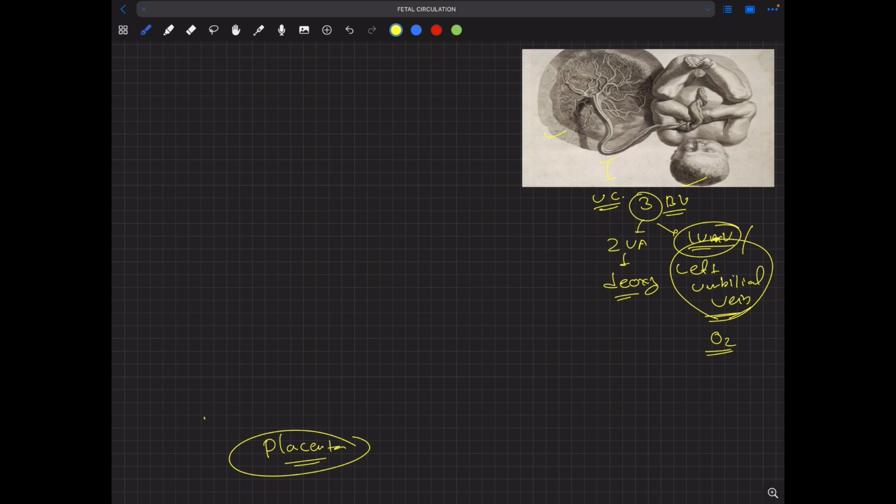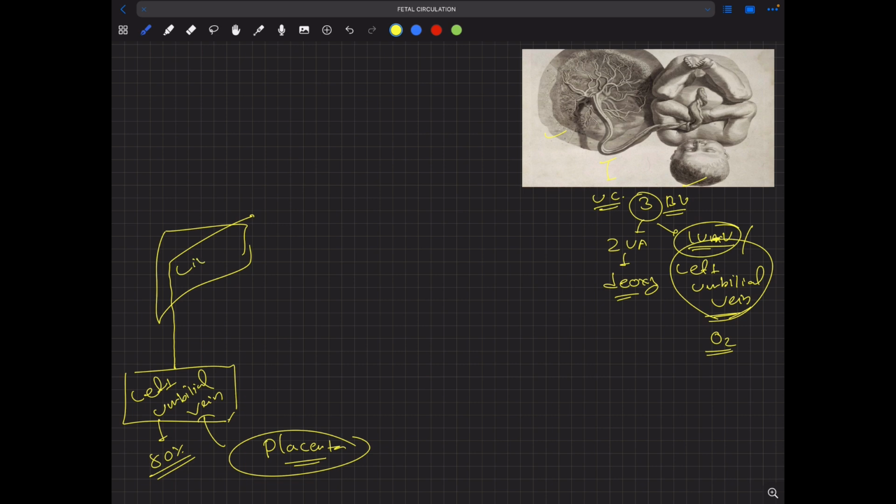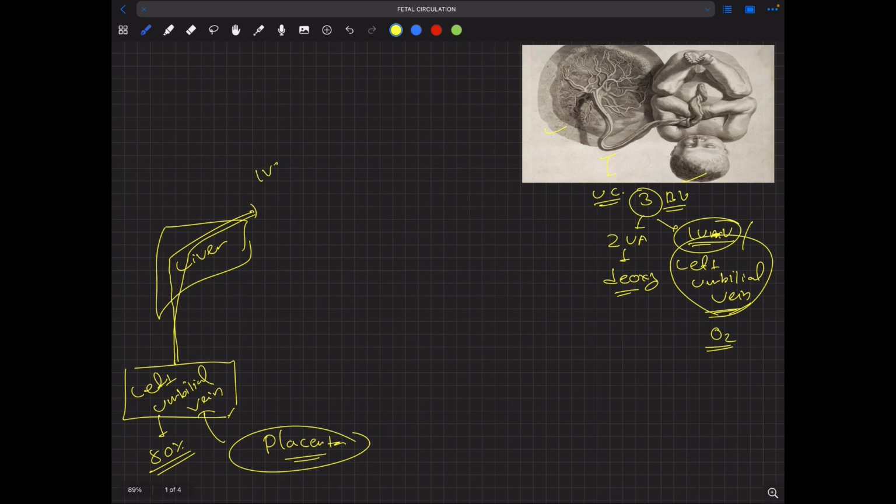So from the placenta, oxygenated blood via the left umbilical vein reaches the fetus. The blood in the left umbilical vein is oxygenated, and the oxygen saturation here is around 80%. From the left umbilical vein, the blood passes through the liver. This is our liver. From the liver, it reaches the inferior vena cava.